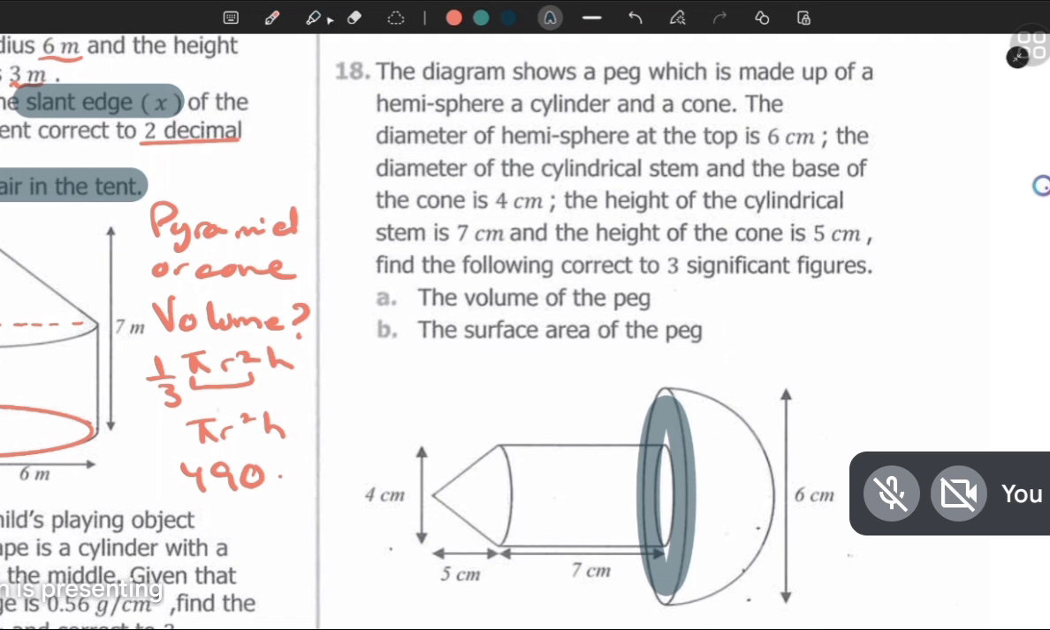So you'll have to measure this as well. You'll take out the circle of the hemisphere and one circle of the cylinder, and then you subtract them when you're taking out surface area. For volume you can just directly add the three. Okay.